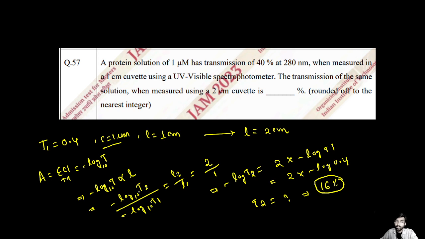So here what is given, first you have to see that epsilon and C are constant, only L is varying. So you know the absorbance equals minus log of transmittance. So through that you can directly calculate the transmittance at the cuvette length of 2 centimeter, right?